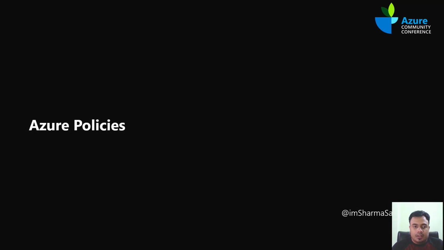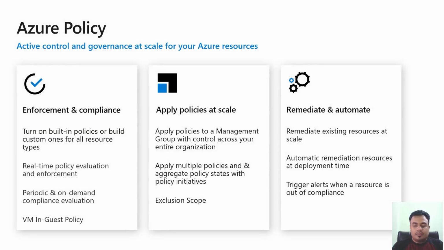Now, as we know, in this session we are only going to talk about Azure Policies and Azure Blueprints. Let's start with our first part, which is Azure Policies. With Azure Policies, we get the following things: enforcement and compliance, of course. So we can use built-in policies and also create our custom policies for all kinds of resources. And those policies will help us to enforce certain standards, certain compliance things. And the real-time policy evaluation and enforcement is possible. Also, periodic and on-demand compliance evaluation is also possible.